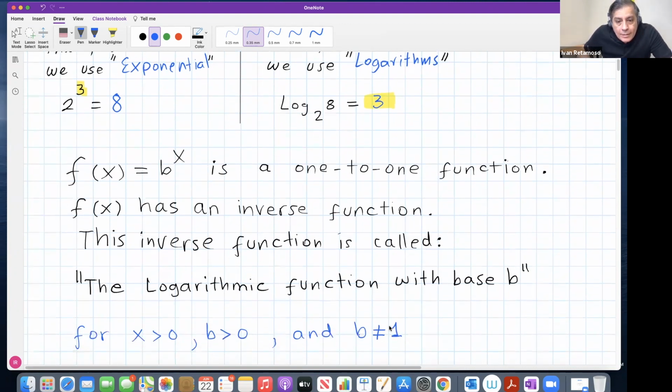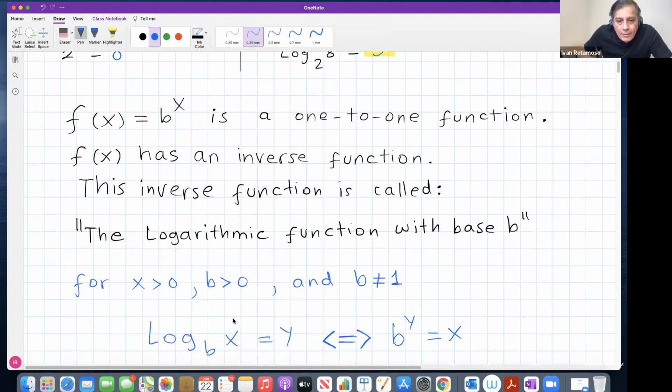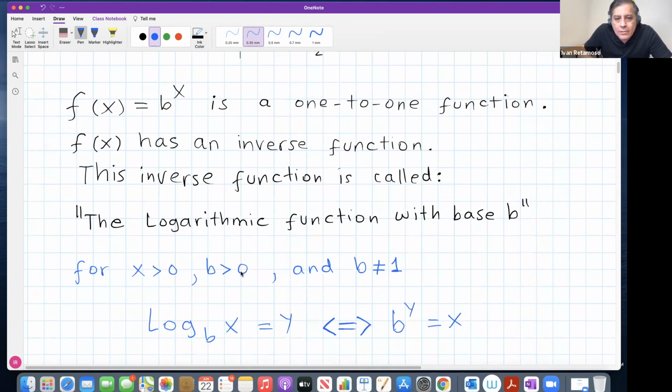And the formal definition here is for x greater than 0, b also greater than 0, the base, right? And b not equal to 1. Yesterday, we explained that the base cannot be 0, cannot be 1, right? But in addition to that, notice x, the input value, should be positive. I will explain to you that later. Now, log base b of x will be equal to y if and only if b to the y equals x. It comes from this exponential result, right? If b to the y is equal to x, this exponent y is called the log base b of x.